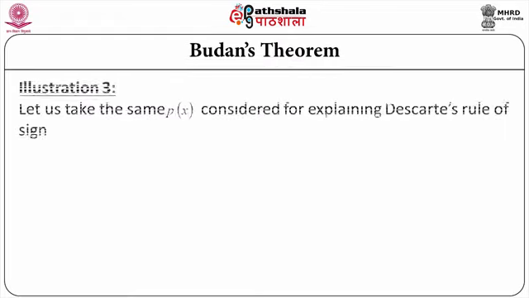Let us take the same example which we have considered just now in the case of Descartes' rule of signs, namely p(x) given by minus 6 plus 10x minus 6x squared plus 4x raised to 4. We want to apply Budan's theorem. We need to determine all the derivatives of p(x). So, let us do that.